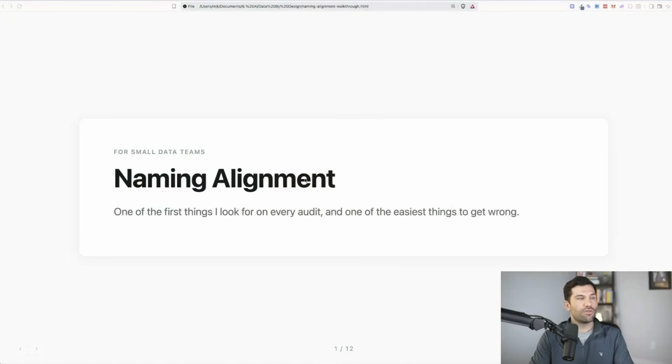And that has to do with naming conventions and the alignment you have across your data stack and your data projects. So what I want to do here is actually hop over to this other screen and walk through this idea of naming alignment on data teams.